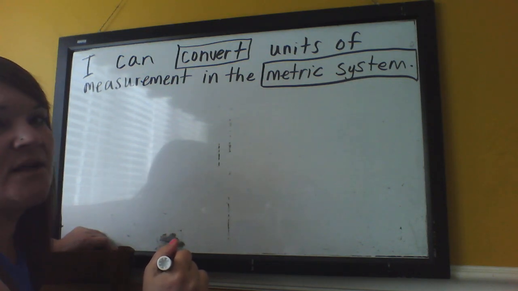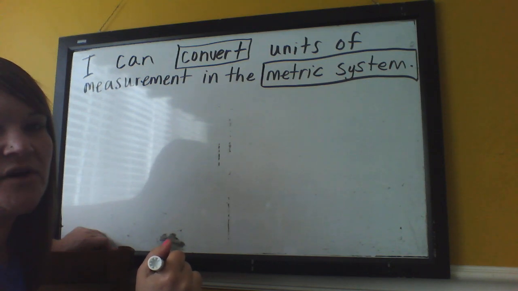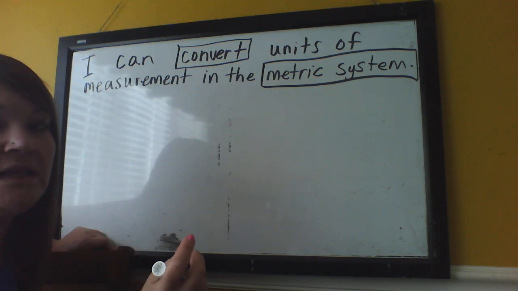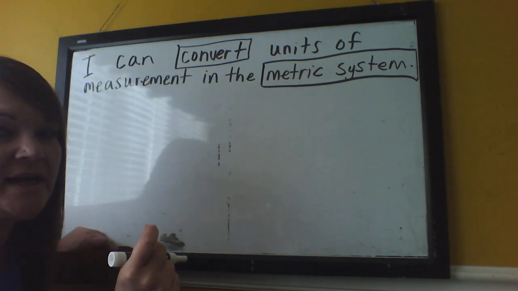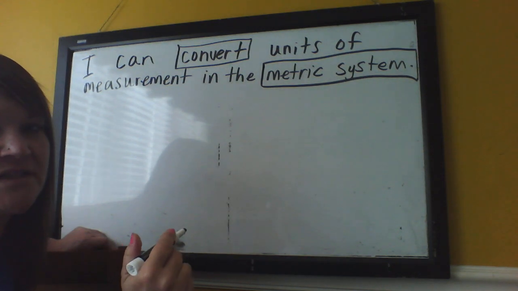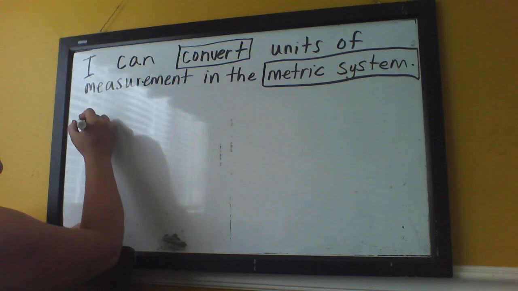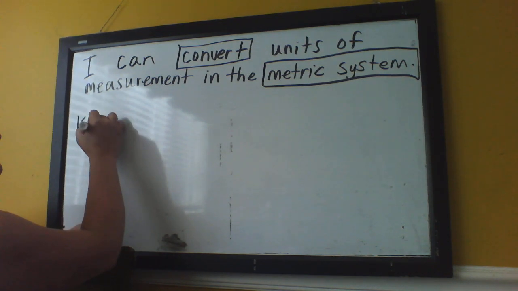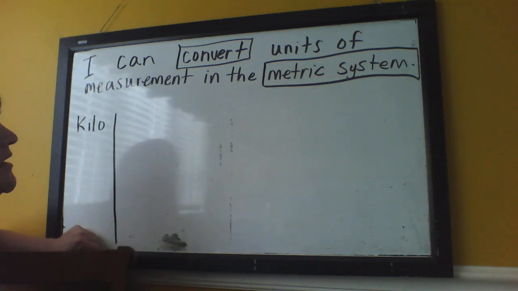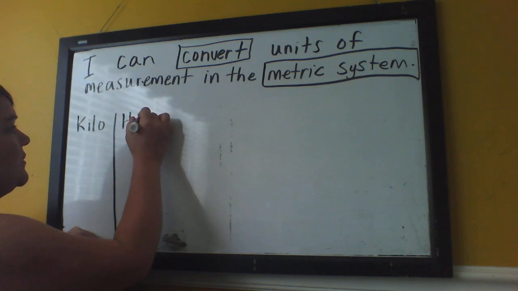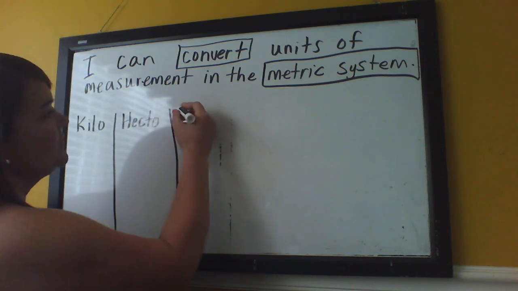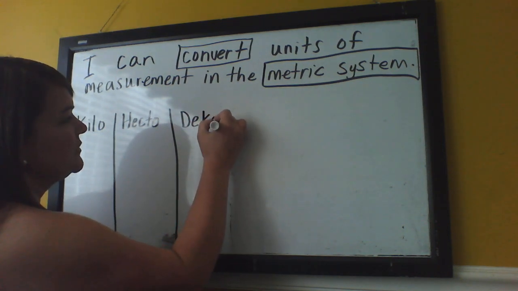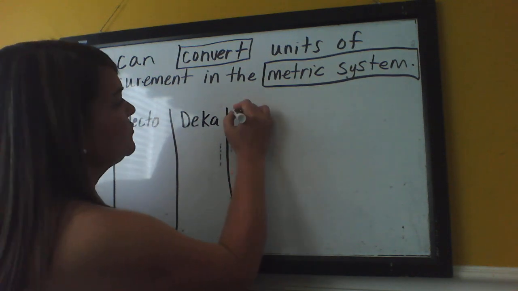Now the next thing we're going to talk about are some prefixes. We've already talked about two of the prefixes, kilo, which hopefully you remember is the really big one, and then you have milli, which is the super tiny one. So we're going to add some more prefixes to our list. We're going to start with the biggest one, kilo. But now we have this new prefix called hecto. So we have kilo, hecto, then we have deca, and then we have this next one called base.